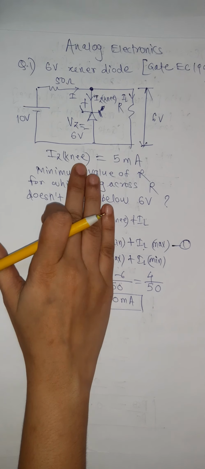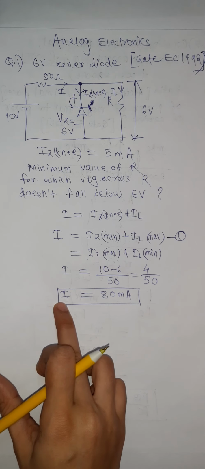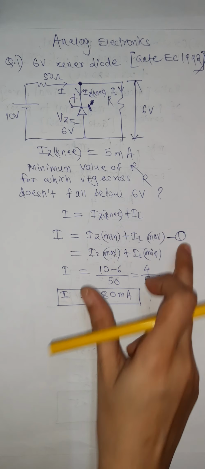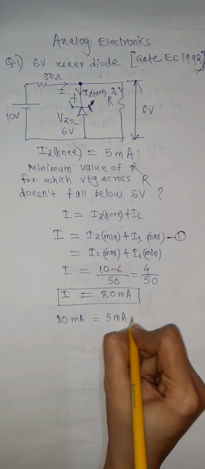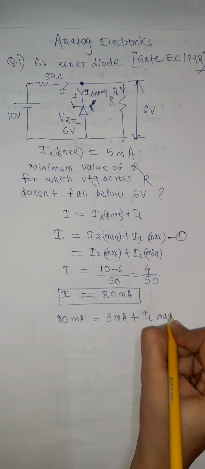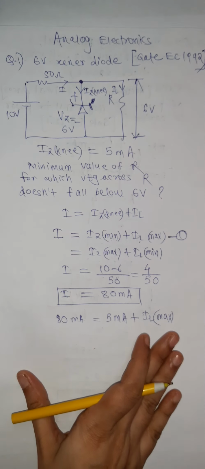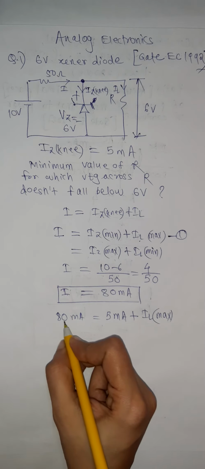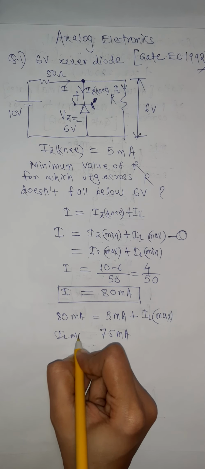Now IZ minimum is IZ knee, already given in the question. It is 5 milliampere. So put the values of I and IZ minimum in equation 1. We will get 80 milliampere is equal to 5 milliampere plus IL maximum, that is the maximum current flowing through this load resistor R. Then to find IL max, 80 minus 5, that is 75 milliamperes, is our IL max.